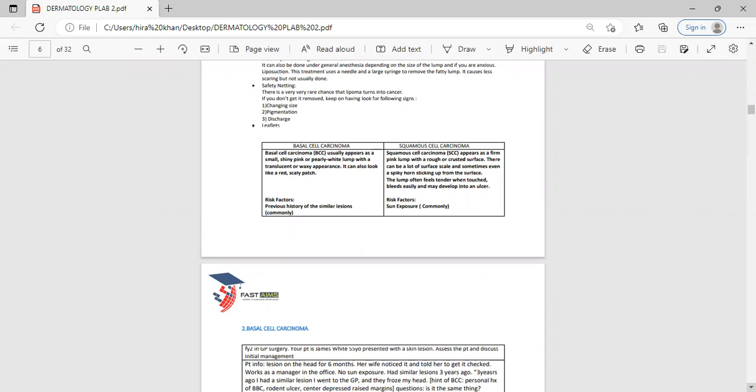And the most common history that they will give, risk factor that they will mention in the basal cell carcinoma related scenario would be that they might have a previous history of the similar lesion.